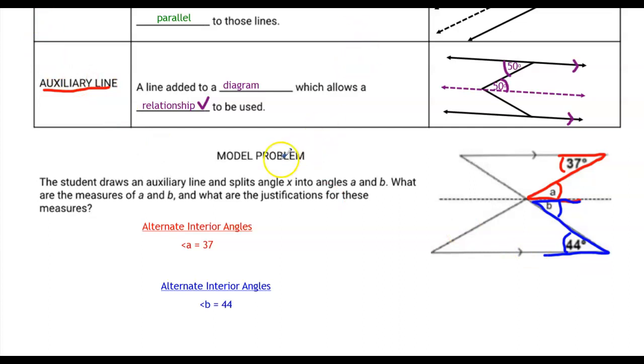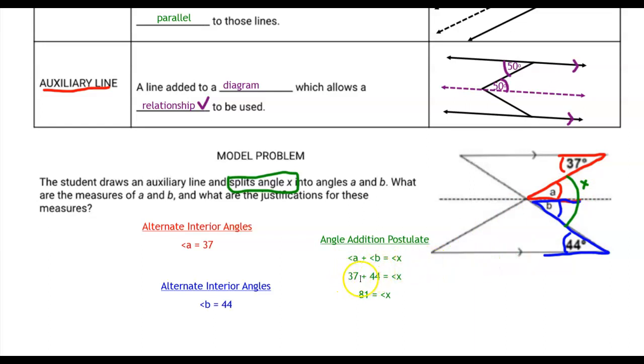There's actually one more thing you can find here. It tells us that the auxiliary line splits angle X into angles A and B. So this original angle, before there was an auxiliary line here, was called angle X. We can actually figure out the measure of angle X based on the fact that this piece plus this piece equals the whole thing. In other words, the angle addition postulate. Remember that the angle addition postulate says any angle, in this case X, is equal to the sum of its parts. A and B make up angle X.